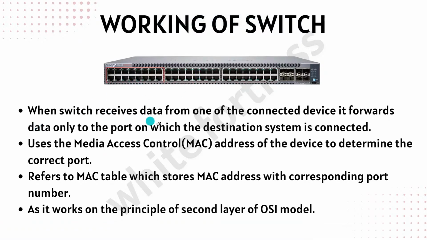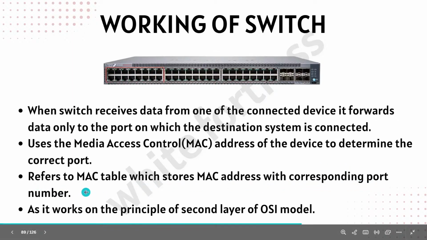Working of a switch: when a switch receives data from one connected device, it forwards data only to the port on which the destination address is connected. Means it will only copy the packet to the port on which the destination system is connected. It uses the media access control address of the device to determine the correct port. It has the MAC address stored in the MAC table, where the port number and the MAC address are stored, which helps in identifying which port to send data to. Then it refers to the MAC table, which stores the MAC address with the corresponding port number.